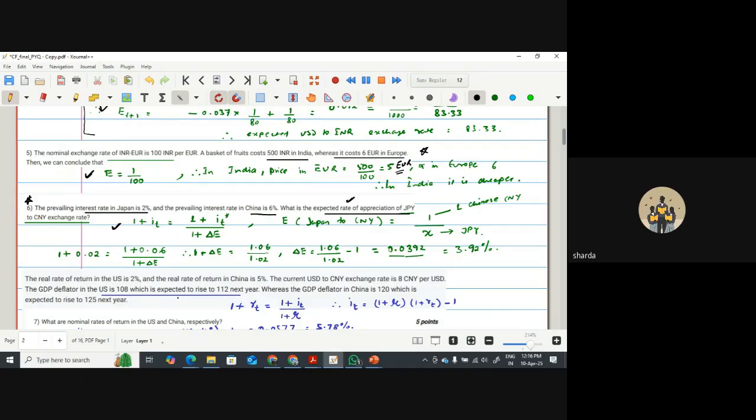How do we decide which is the domestic country, which is the foreign country? Okay, so here they are asking Japan to China. And if we recollect, our earlier one was India to US. So we used to take 1 by 80. So here we will take Japan to China, meaning 1 by, what is the exchange rate of 1 Chinese yuan to how many Japanese currency we can get?